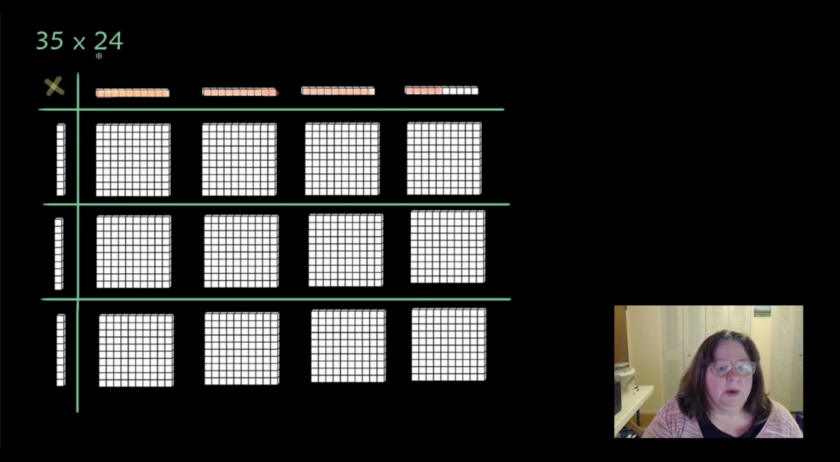Down this side, we want to do 24. So 10, 20, 21, 22, 23, 24. 10 times 10 is 100. 10 times 10 is 100. 10 times 10 is 100.